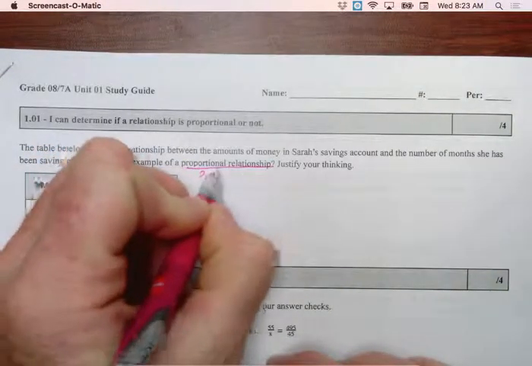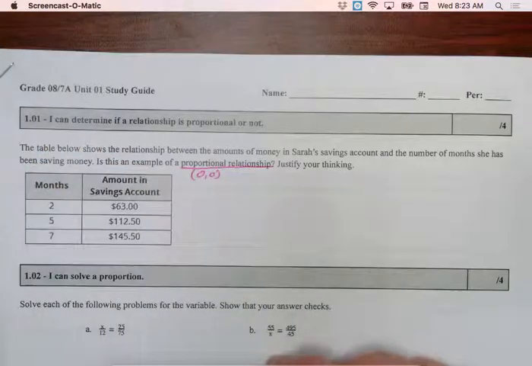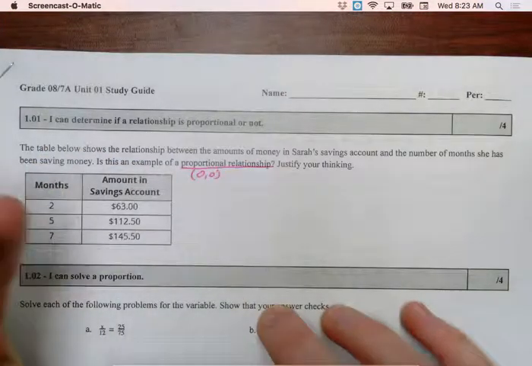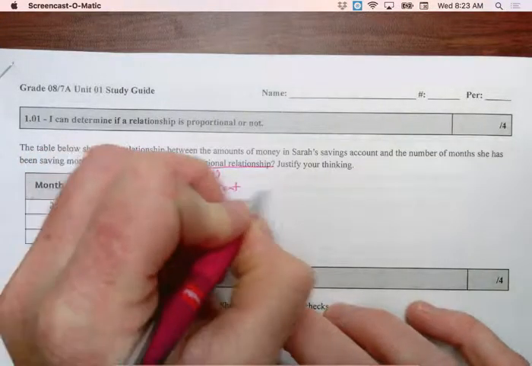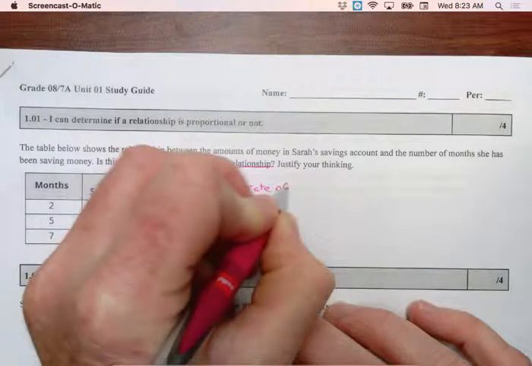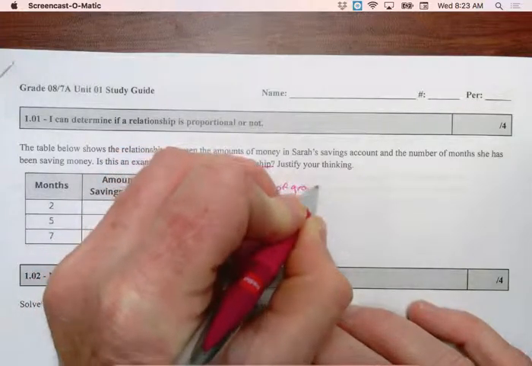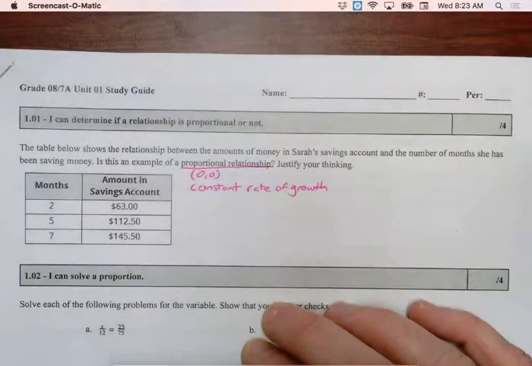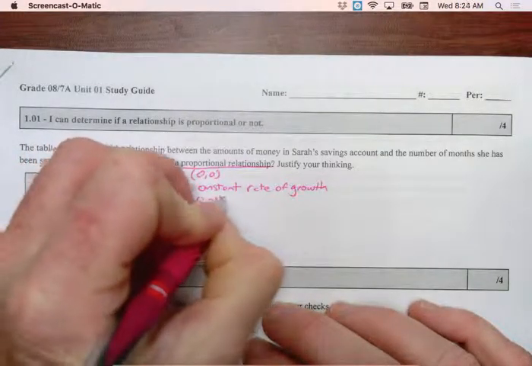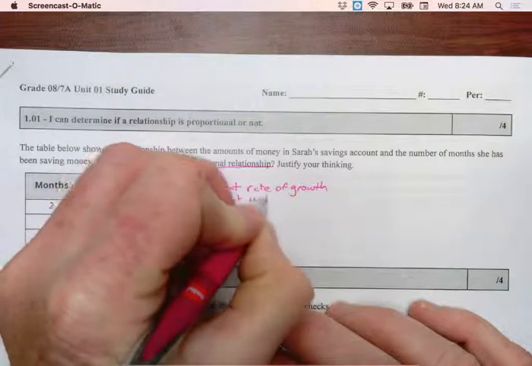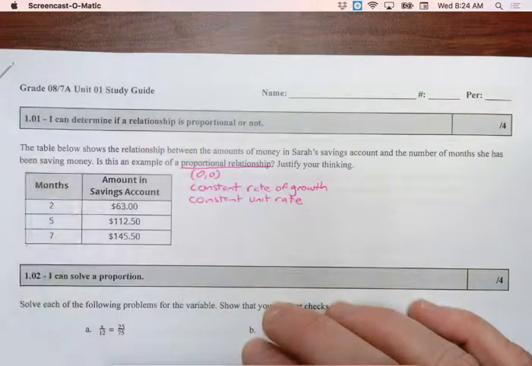Does 0, 0 make sense in the relationship? Okay. Is there a constant rate of growth or decay? Okay. And is there a constant unit rate? Those three things have to be true.